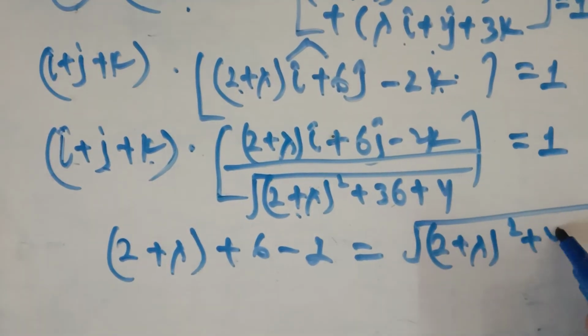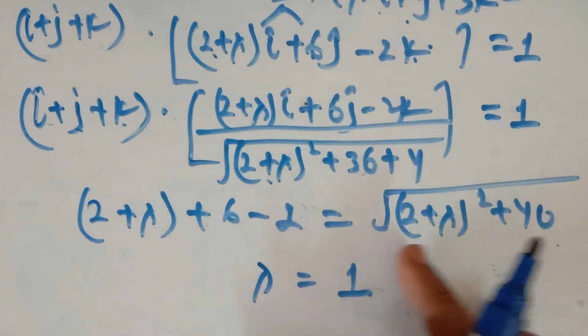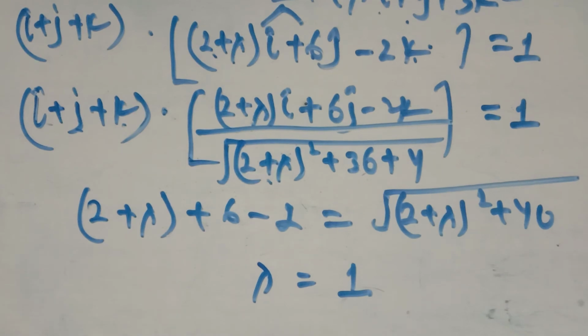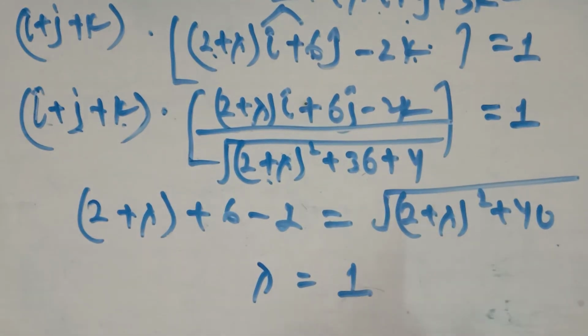And when you solve this equation, squaring both the sides, the value of lambda you will get as 1. When you solve this, squaring both the sides, the value of lambda will be equal to 1. Okay? Simplify it by squaring both the sides and you'll get the lambda plus 6 on the left hand side. When you're squaring both sides, you will get lambda as 1.